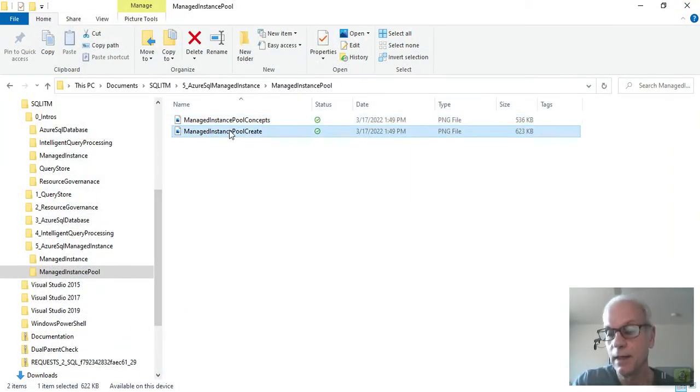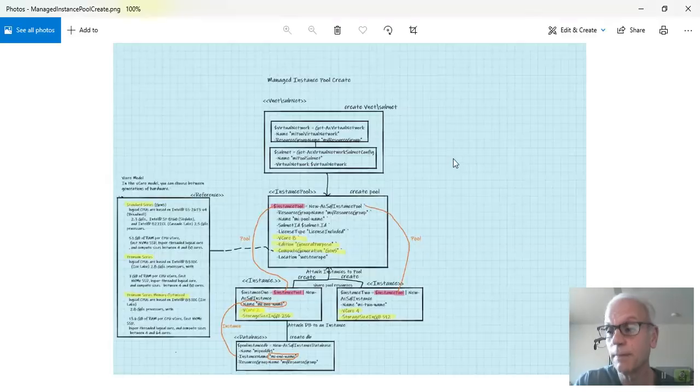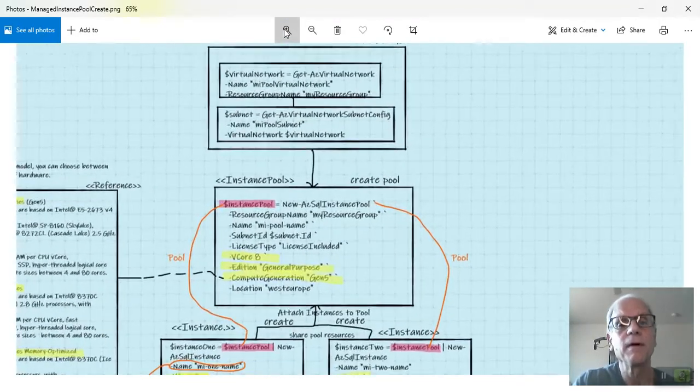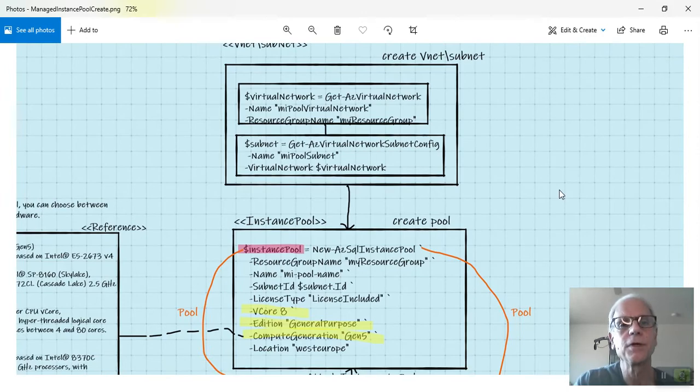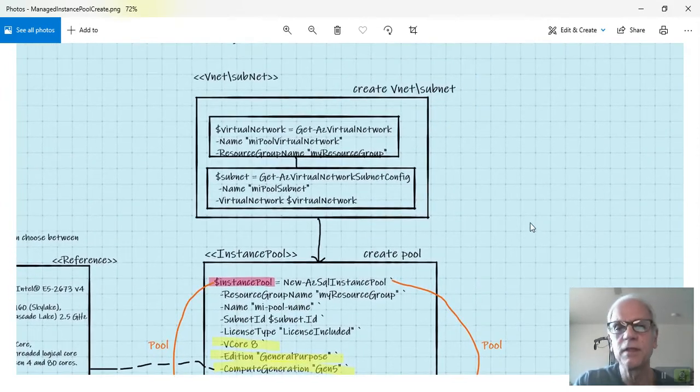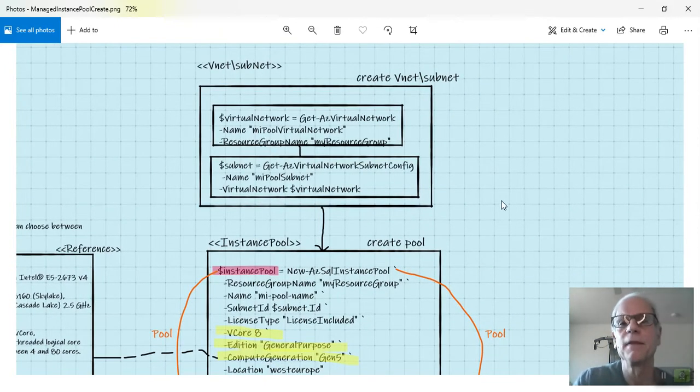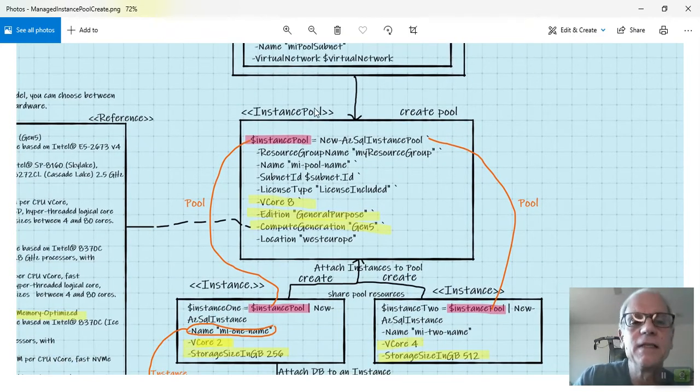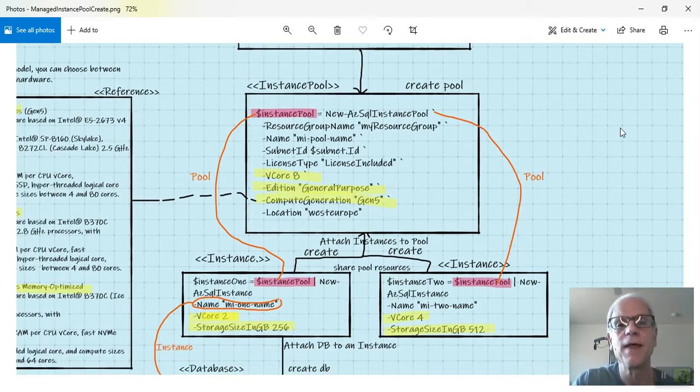Also, here's how you create it in SQL, or rather, I'm sorry, PowerShell. And I really think it's very important to understand how to use Az modules here. We'll talk about it real quickly, but you can see the flow of it. You set up your VNet, your subnet. That's done. Then that feeds into the instance pool. You create an instance pool. Here is where you define the resources as we did in the prior, but now the pool houses the resources: the vCore, how many CPUs you want, the edition, which is the service tier, the compute generation, the CPU types, and then the memory attached to that.